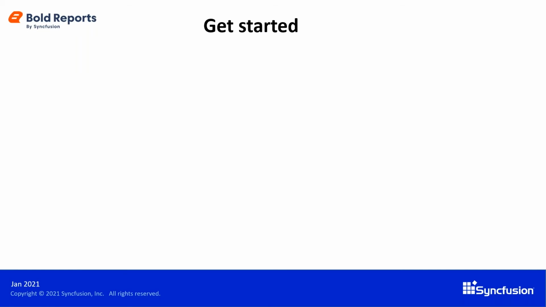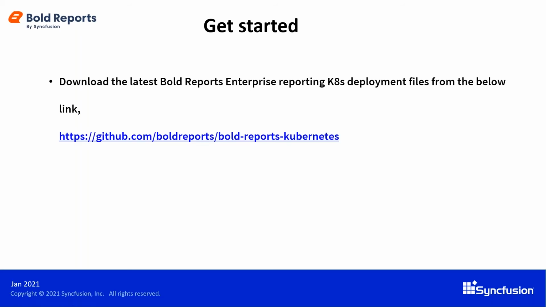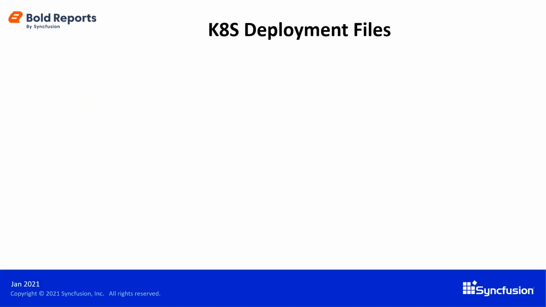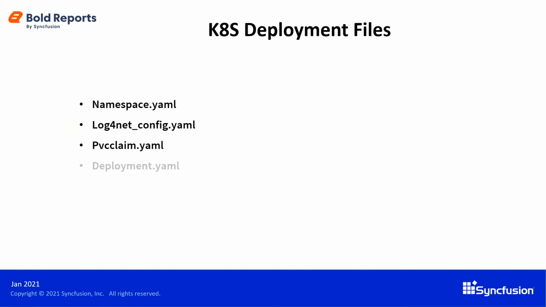Now we have prepared the cluster with all the prerequisites necessary for deployment. To get started with the installation, we have to download the Kubernetes deployment files. They can be downloaded from our official Bold Reports GitHub branch through the link mentioned in the slide. As a part of this section, we will discuss our Kubernetes deployment files and how to use them to deploy Bold Reports Enterprise Reporting. So these are the files: namespace YAML, log4net, PVC, client, deployment, HPA, service, and ingress.